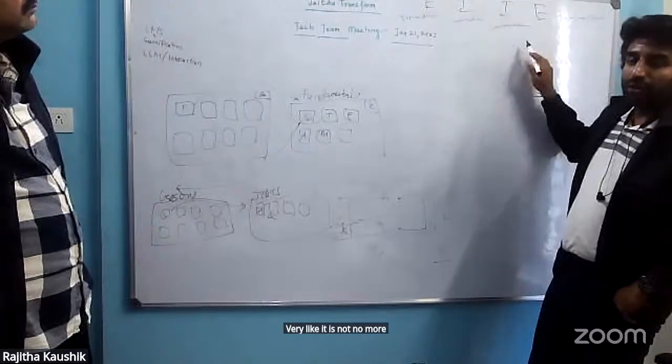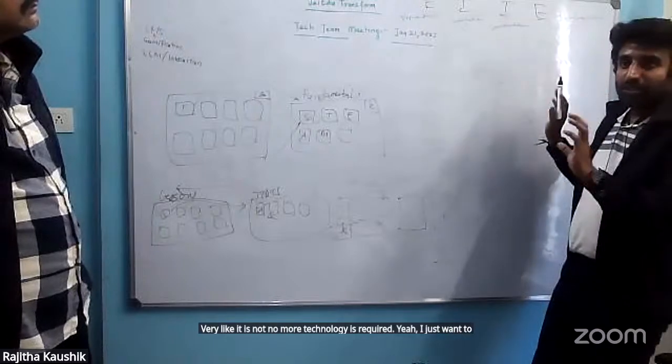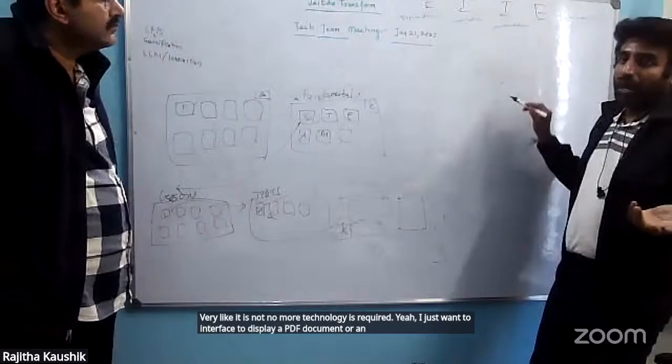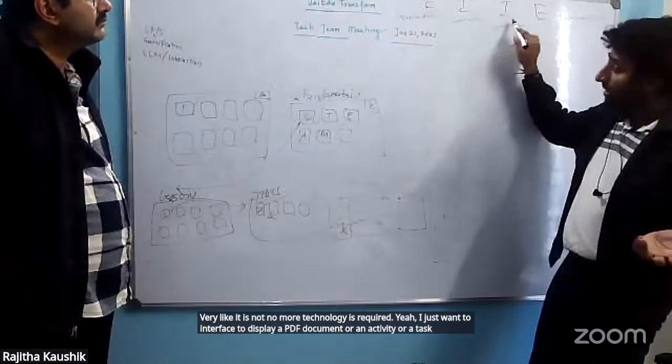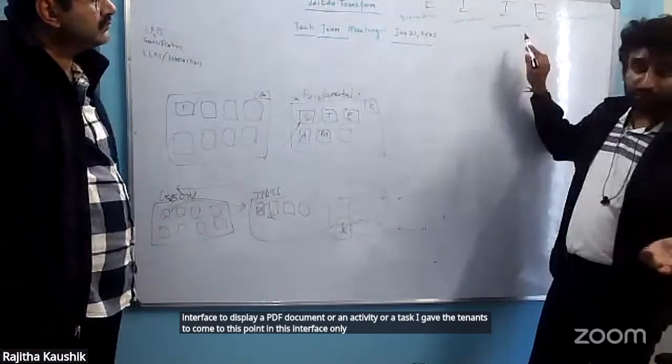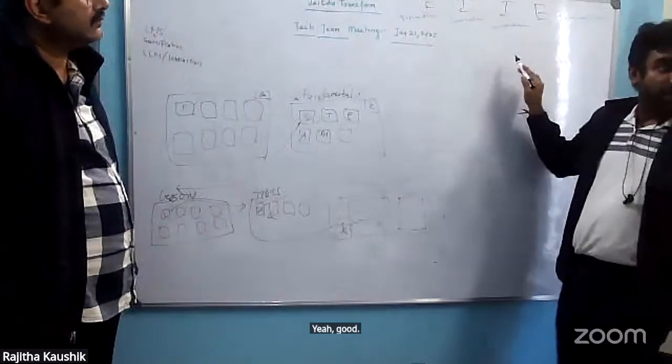And this is the phase where no more technology is required. It is manual. I just want an interface to display a PDF document or an activity or a task. And again the child has to come to this interface to upload the document. Yeah, correct. Got it. Okay.